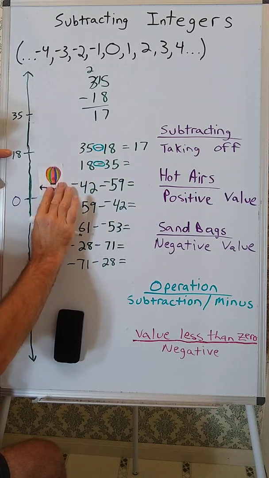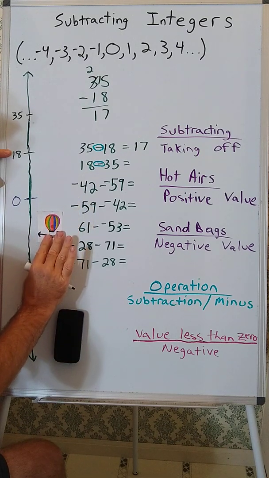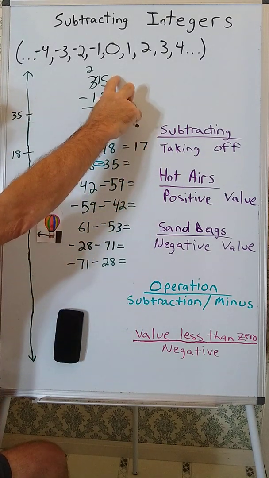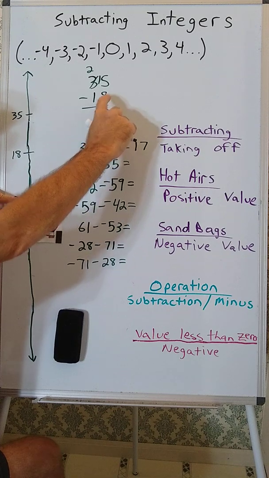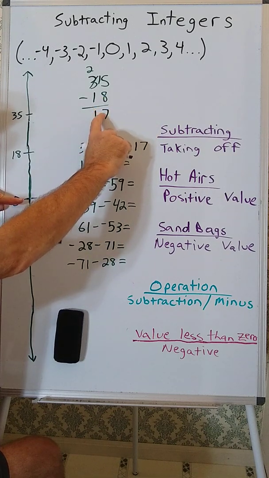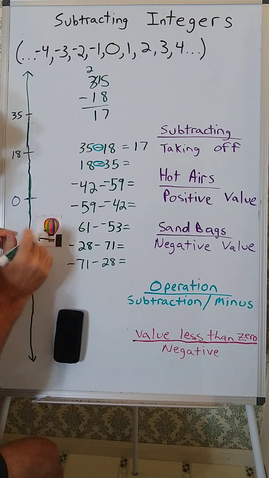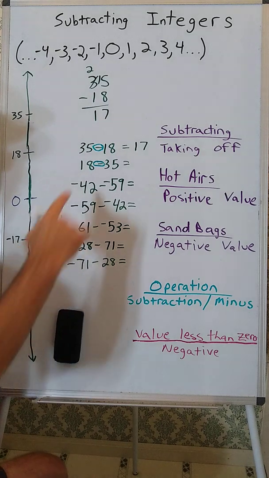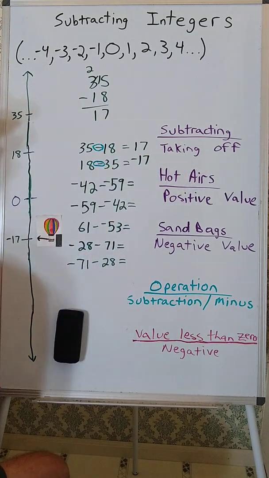So it will go past 0. How much further past? Well, it's going down a total of 35. It's 18 to get to 0, so it's going to go down 17 more below 0. So it's going to end up at negative 17. So 18 minus 35 is negative 17.